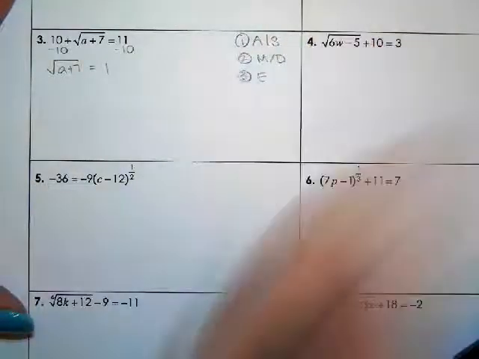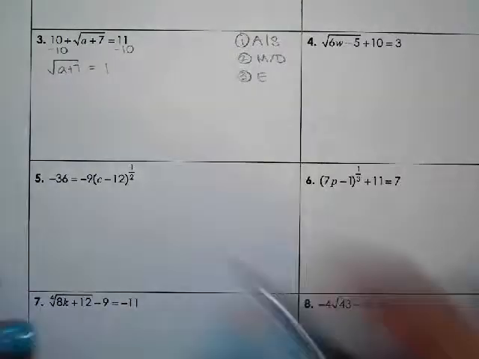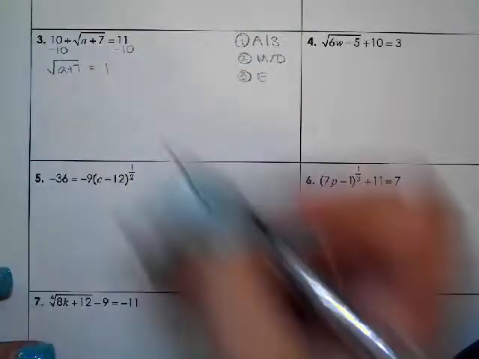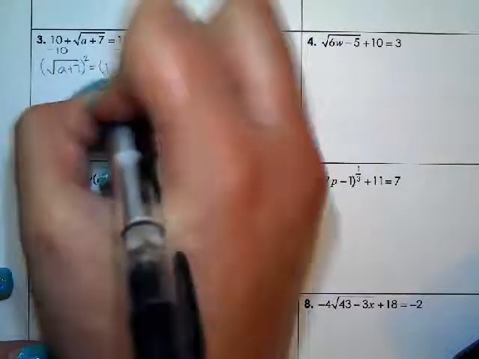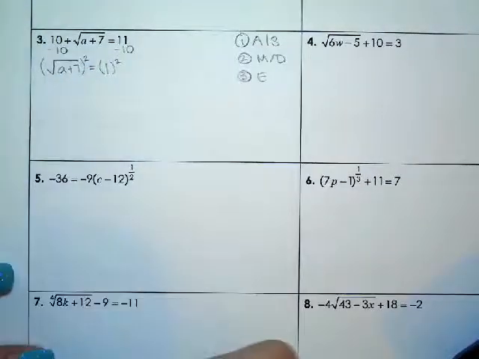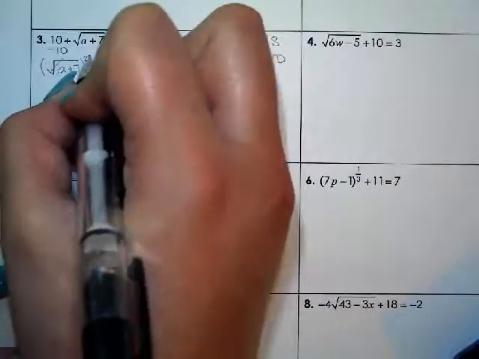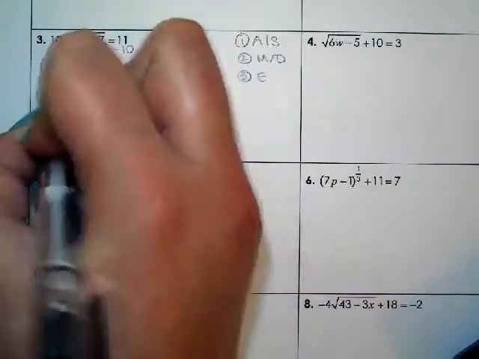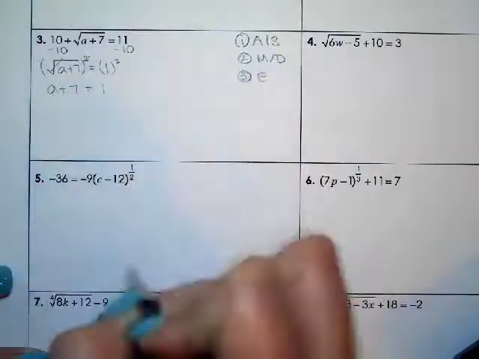Next, I'm going to look to see if there's an exponent that I could get rid of or an exponent I could introduce. In this case, I could introduce an exponent. I can introduce a squared to get rid of the square root. I'm going to do that on both sides, squared. So the squared and the square root cancel each other out. So I get a plus 7 equals 1 squared, which is just 1.